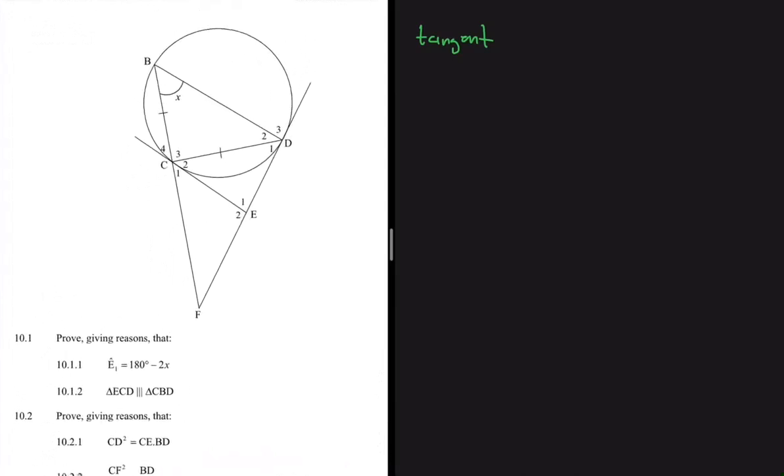So the first one, 10.1.1, says prove, giving reasons, that E1 is equal to 180 minus 2x. So let's look at E1 on our diagram. Here's E1, right? And E1 is in triangle ECD. In triangle ECD, we have angle C2 and angle D1. There's nothing else we can do.